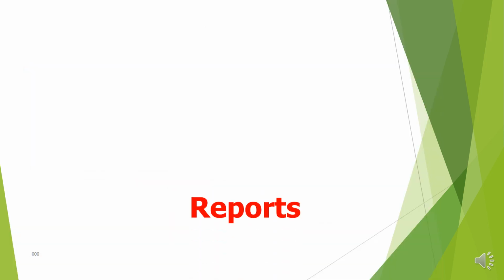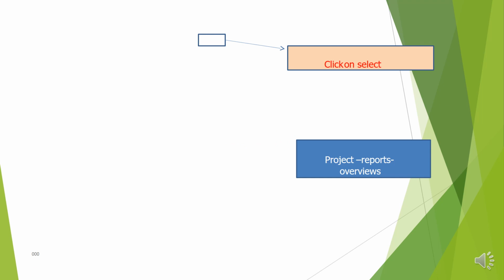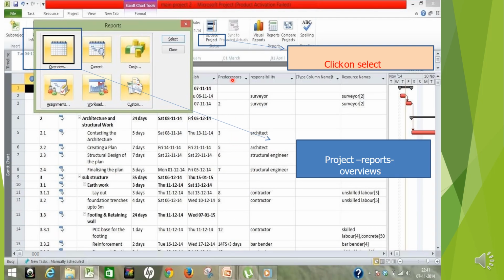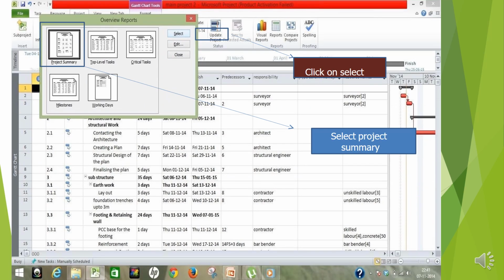Okay, report. Click update project. There you select it, then this overview, current and all these things apply. From here you go to the project reports overview, then click on it. It will start the project overview. Select update, select project summary, click on to select. Here it will be appearing. Here is your project summary, you click on it, it is the project summary.